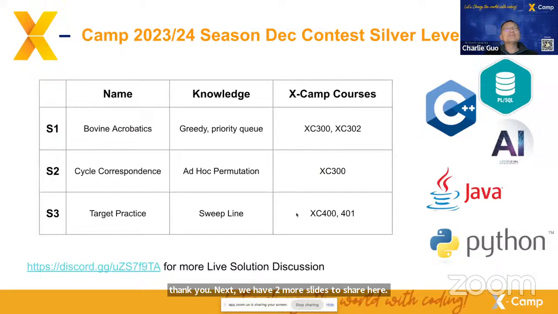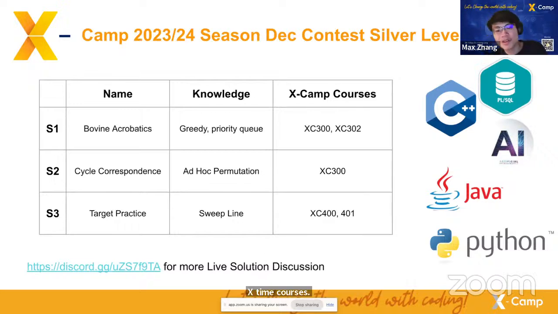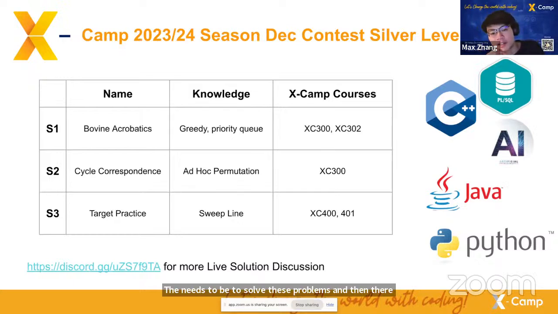Here is the summary page. Max, can you give us a quick summary of these three problems and the corresponding XCamp courses? Yeah, so I put some tags here for what topics you might need to be able to solve these problems. And there are some courses here on the right that go with it as well. And we have a Discord that you can join for more live solution discussion if you want to keep discussing these problems.